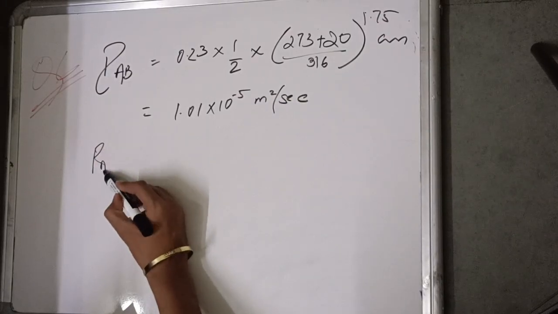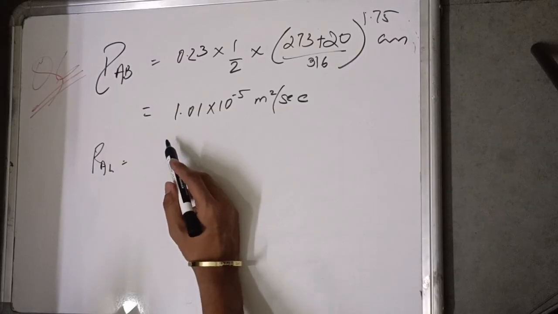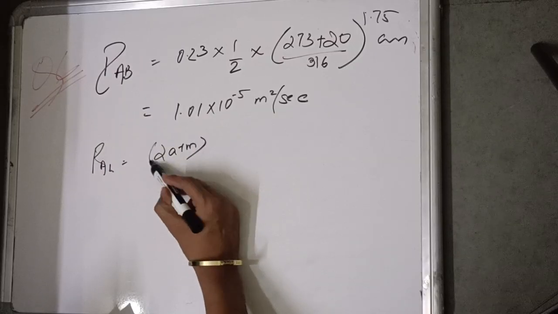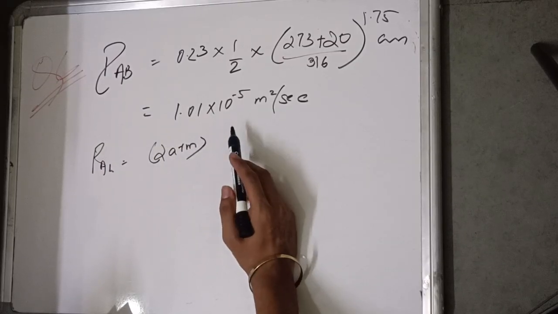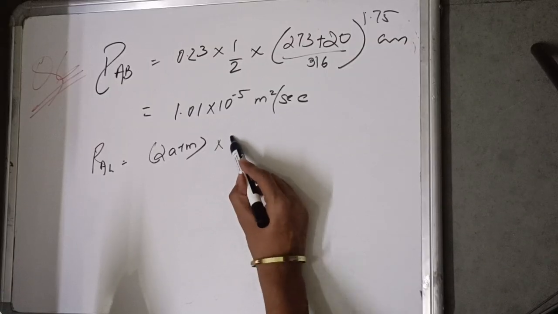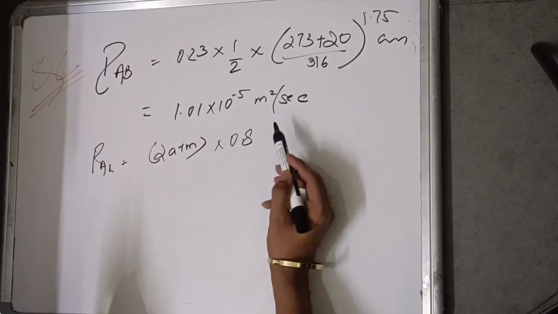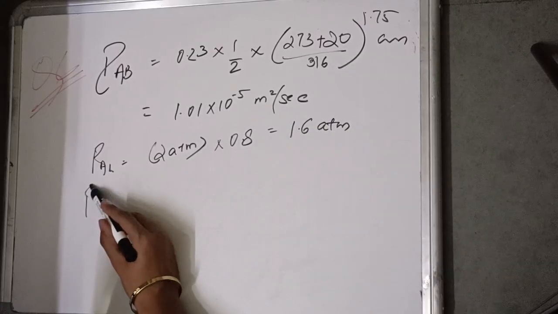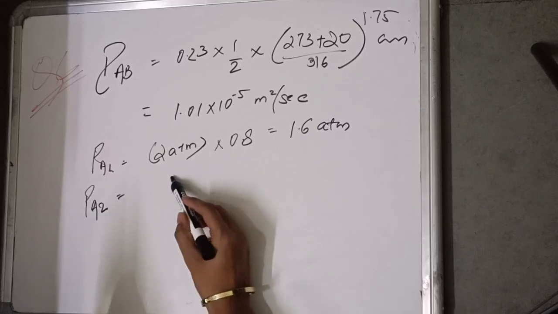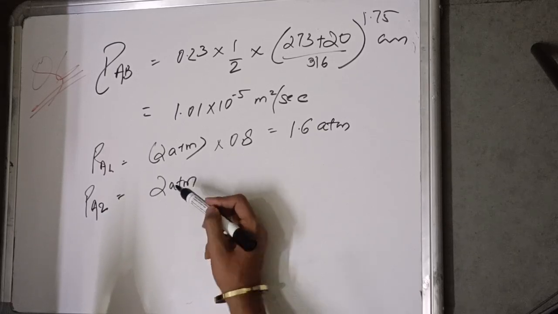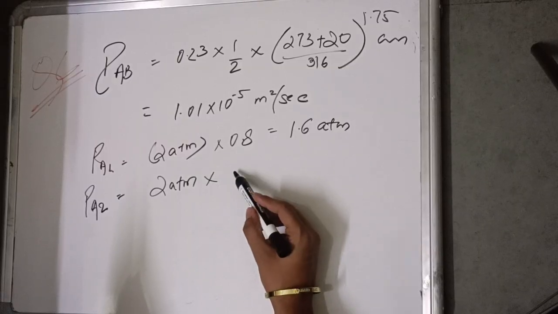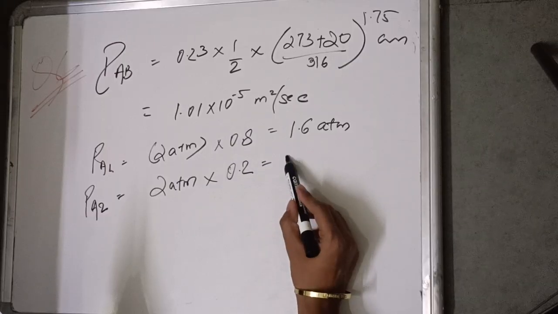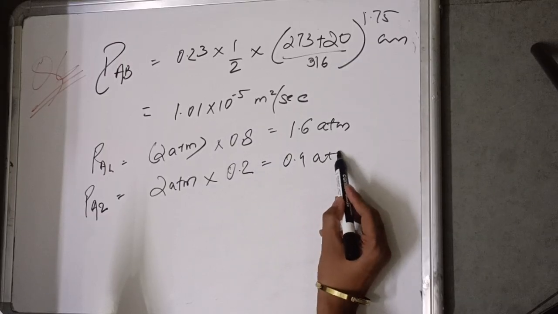We will now calculate the pressure. The pressure at steady state is given as 2 atm, and the concentration of N2 in the first vessel is given as 80%, which is 0.8. The pressure is coming to 1.6 atm. For oxygen, the pressure at steady state is given as 2 atm, and the concentration of O2 at vessel 1 is given as 20%, which is 0.2. Therefore, it is coming to 0.4 atm.